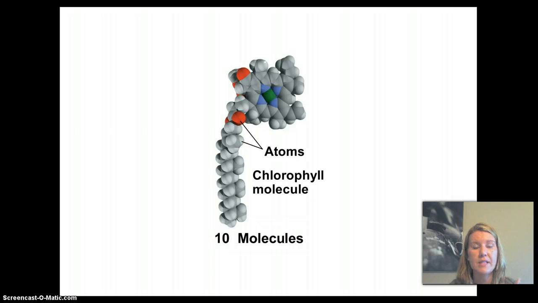Then finally, the last level, and we can go even more down than this, but we're going to stop at molecules. This is a chlorophyll molecule. This is the molecule that is actually responsible for capturing sunlight.